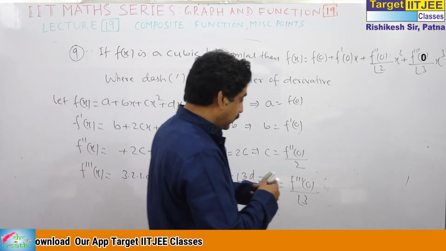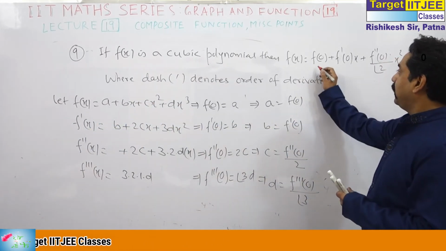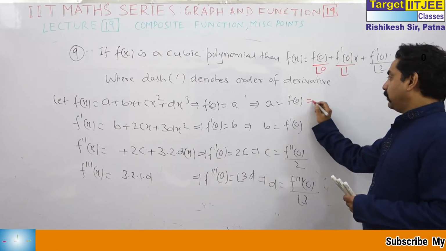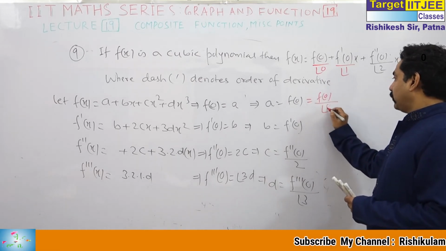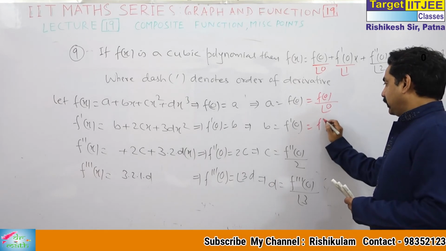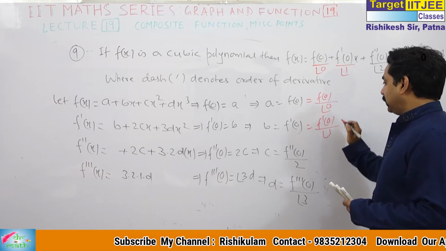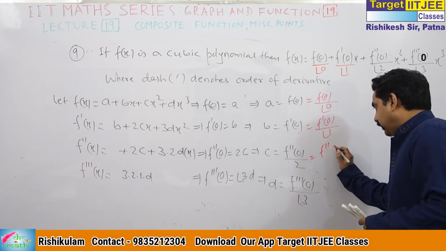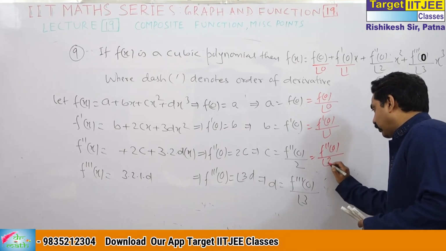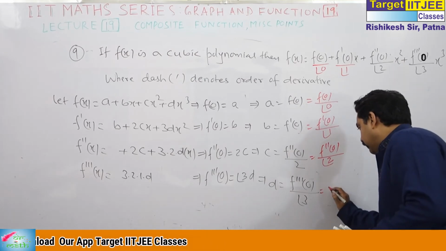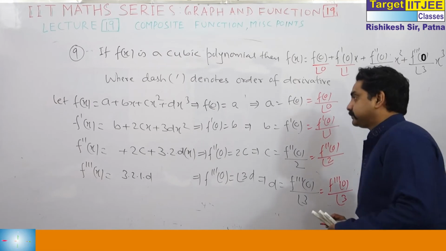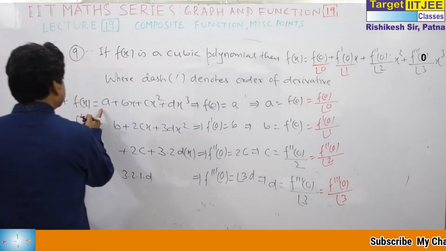If we wish, in order to maintain symmetry, we can also write 0 factorial and 1 factorial. No problem, because this is f0 by 0 factorial, and 0 factorial is 1. This is f dash 0 by 1 factorial. May be written, may not be written. Here this is 2, but we know 2 and 2 factorial are equal. And this is by 3 factorial.